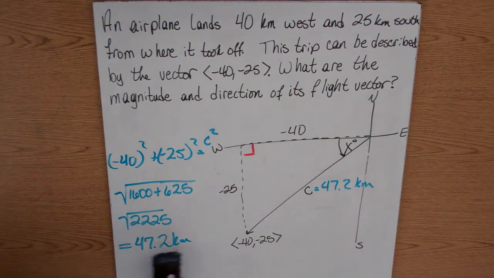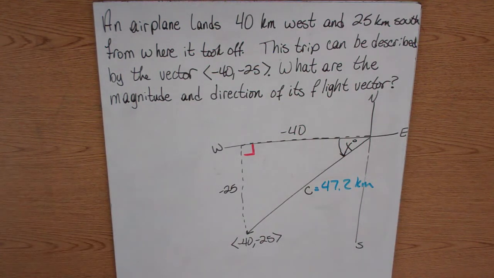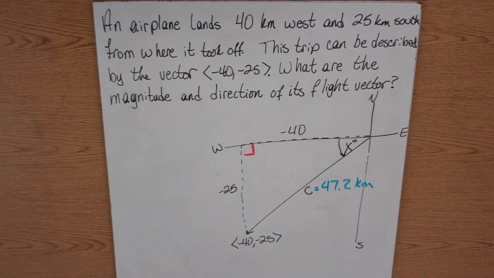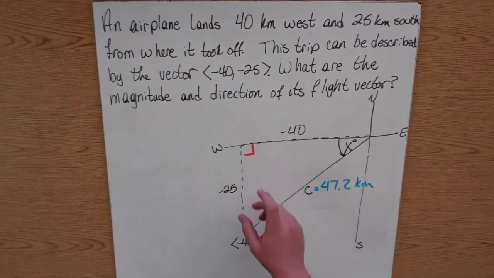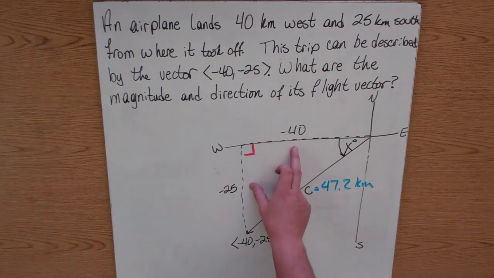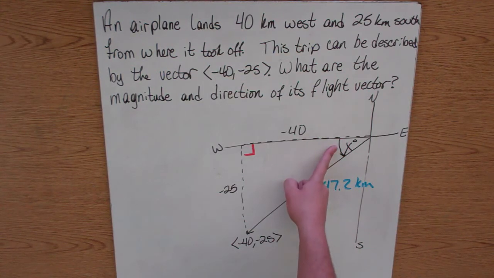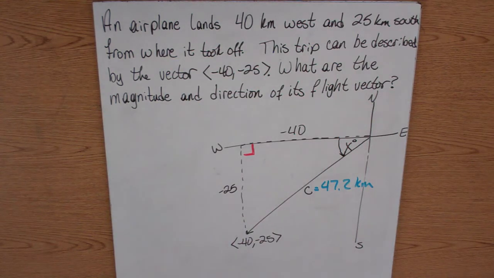Now we have to find the direction of the flight vector. How do we do that? Hopefully you said trig, because now we have to find the measure of angle x. Since we found this number and these are the numbers they gave us, using the numbers they gave you will be more accurate than using a number you found. Because say you made a mistake finding this number. That mistake is going to throw this angle off. So, since they gave you these numbers, let's use these numbers to find the measure of angle x.